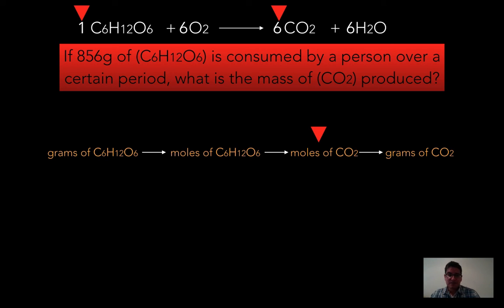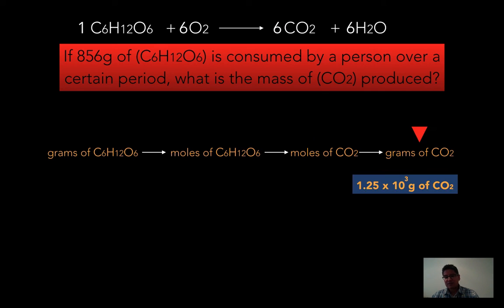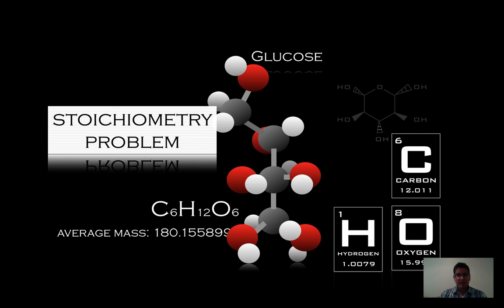So I went into moles of CO2 from moles of glucose, and since my problem was asking me for grams, I can just simply use my molar mass ratios, and I got grams of CO2. Okay, so that's an overview of the process that I just went through to convert grams of glucose to grams of CO2. All right, that concludes our stoichiometry problem for glucose.